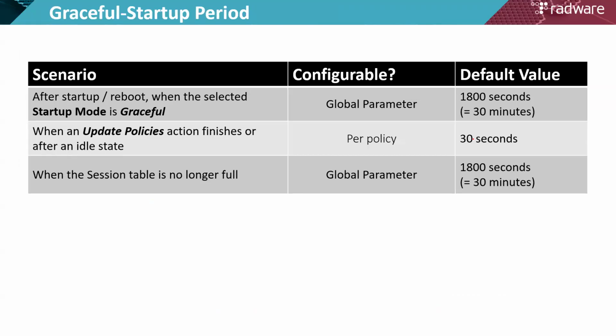We have something known as the graceful period. This is important when it comes to out of state protection, because let's suppose we have a DefensePro that was working properly. Suddenly the DefensePro rebooted for some reason, and let's suppose out of state protection was turned on. So now the DefensePro has just rebooted.